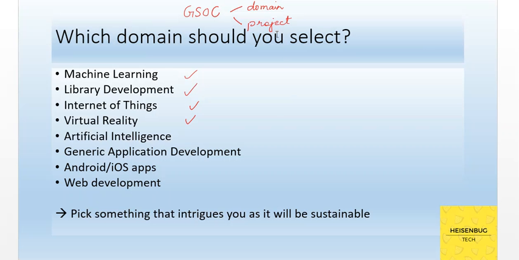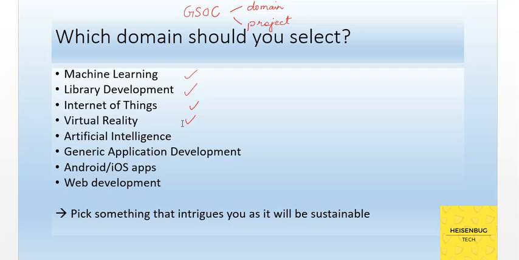So, as I discussed, we are talking about GSoC and we're going to discuss which domain and which project to select. So domain wise, there will be a variety of domains across different organizations. There'll be machine learning, library development, Internet of Things, virtual reality, artificial intelligence, generic application development, Android or iOS apps, web development.